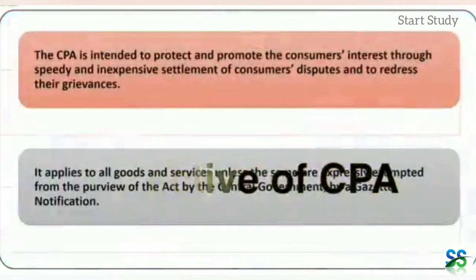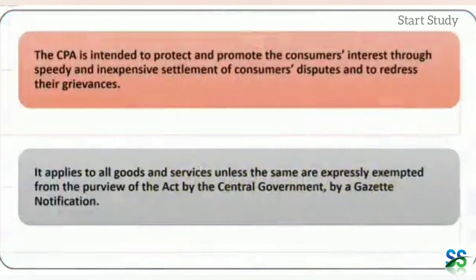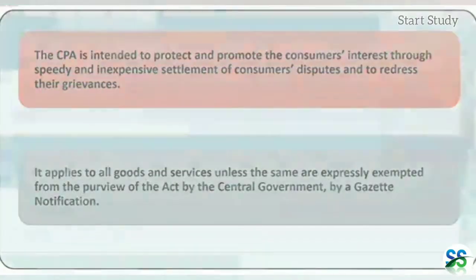Scope and objective of CPA. The CPA is intended to protect and promote the consumer's interest through speedy and inexpensive settlement of consumers' disputes and to redress their grievances. Being a central legislation, the CPA extends to the whole of India except the state of Jammu and Kashmir. The scope of the Act is very wide. It applies to all types of business undertakings, large or small, whether private sector, public sector or a cooperative society, and whether manufacturer or trader, and whether supplying goods or providing services. Moreover, it applies to all goods and services unless expressly exempted from the purview of the Act by the central government by a gazetted notification.